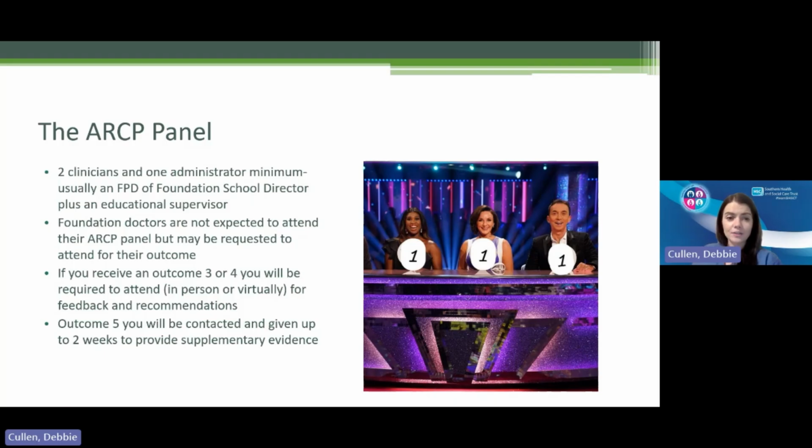We don't expect you to attend your ARCP panel in person either. So the panel meet and will award you your ARCP outcome. There may be times that we request you to attend to receive your outcome and discuss the recommendations that the panel have given you. And that would usually be for an outcome 3, 4, or 5. And you'd normally be requested to attend either in person or virtually. And that really is just to receive the feedback from the panel and to discuss the recommendations that we have given to help you progress in your training.